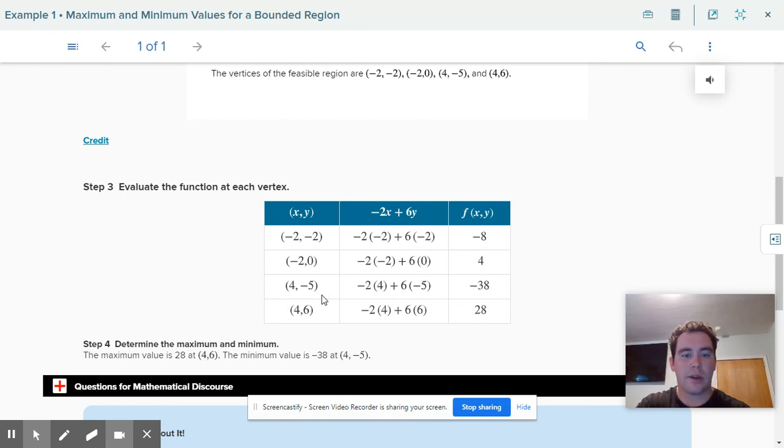Our third row down, we got 4, -5. Our 4 is our x value, -5 is our y value. So we're going to get -8 minus 30, which is negative 38. And 4 comma 6 is our very last one. We're going to get negative 2 times 4 plus 36, which is 28.